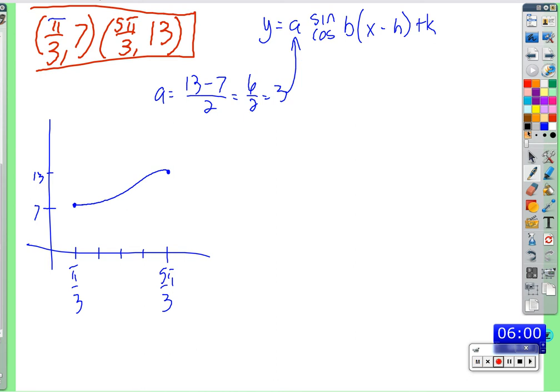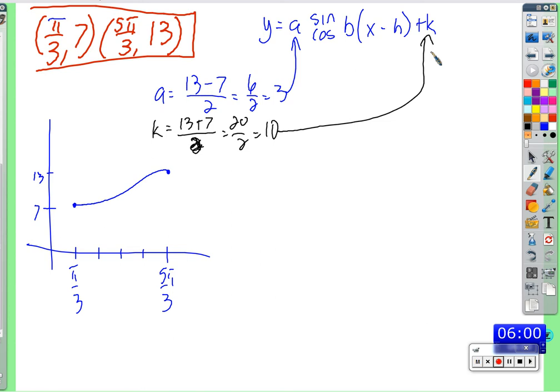Let's figure something else out. What else can we know? Okay, go ahead. K is 10. How do we figure that out? Just add the maximum and the minimum, then divide by 2. 13 plus 7 is 20, divided by 2 is 10. That's k. And then do some h.